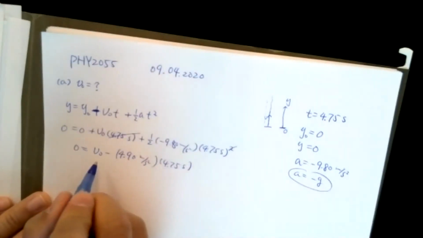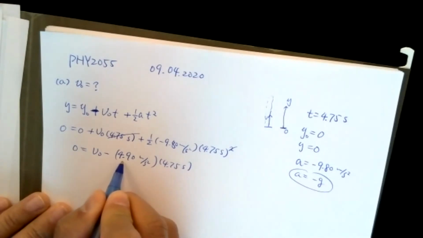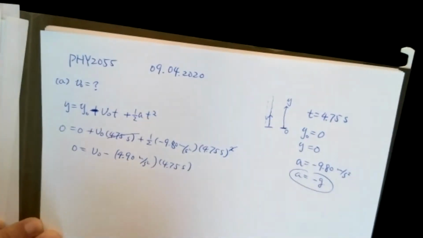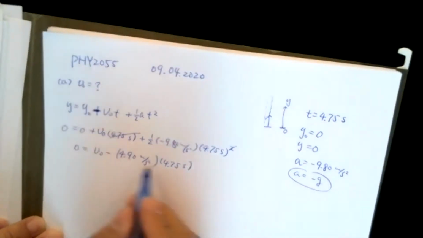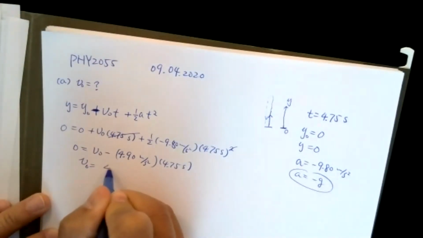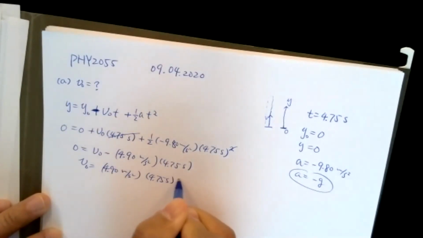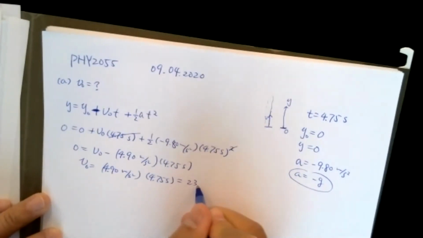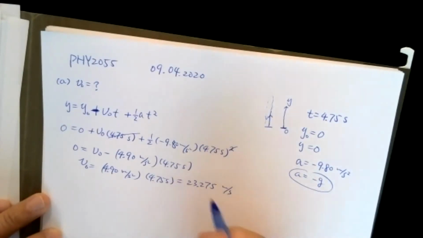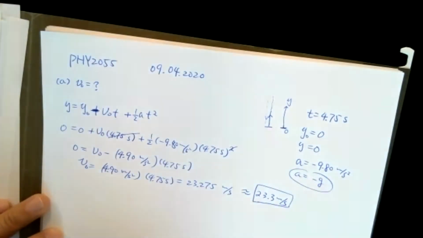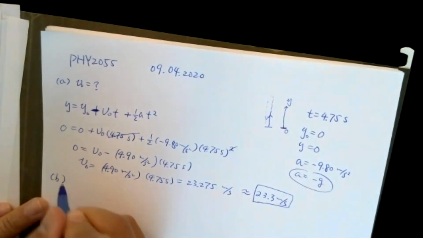So you'll figure that 4.9 times 4.75 will be your v zero, because v zero minus that one is zero, so v zero will be equal to that. So v zero is equal to 4.90 meters per second squared times 4.75 seconds. That would be 23.275 meters per second. With three significant figures, it's 23.3. I see many of you get that one right.